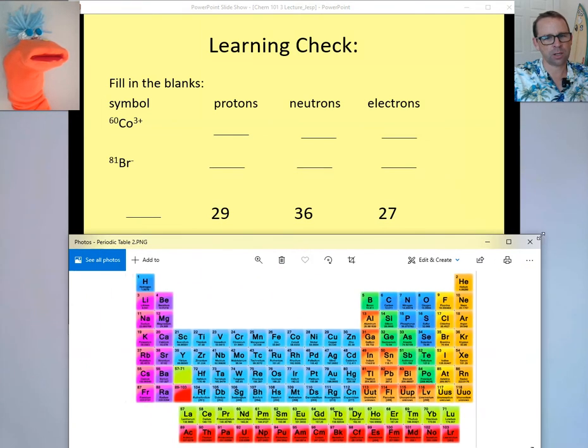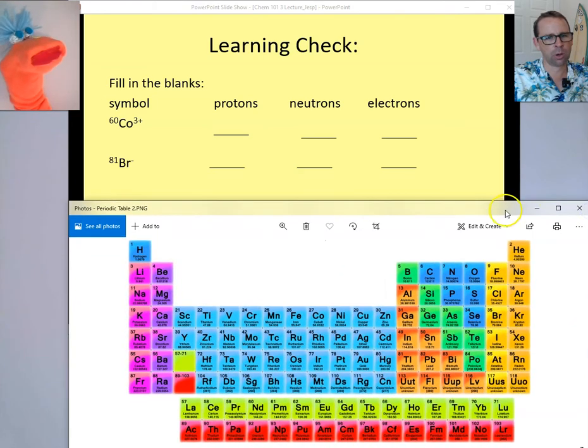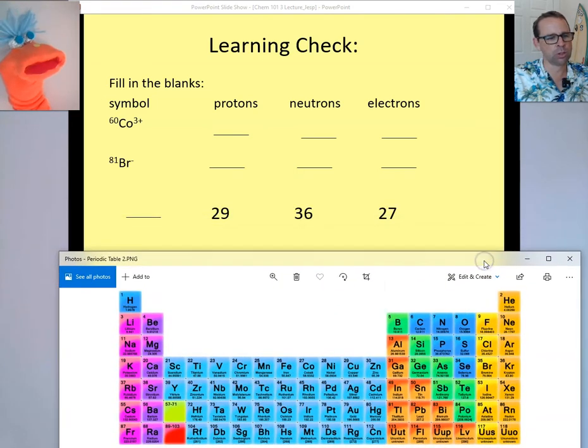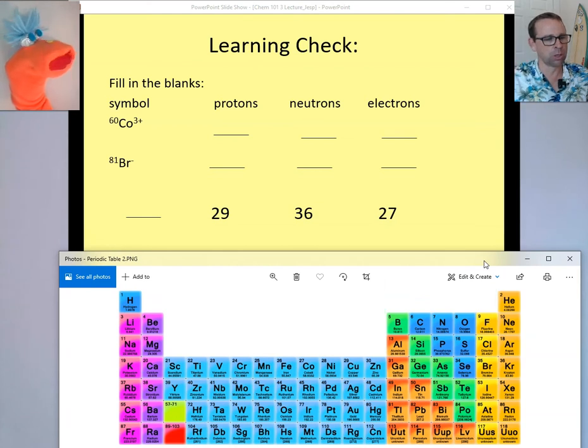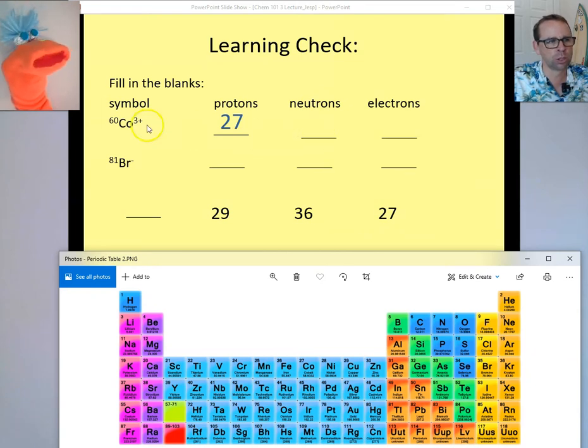So, everybody at home, go identify the number of protons, neutrons, and electrons, and then come back and see if we get them right together. All right, Fred, what did you find? For cobalt, I see cobalt is number 27, so there's 27 protons. Good. And neutrons? Let's see, it's 33 because 60 minus the 27 is the neutrons. 60 is the sum of the protons and the neutrons. Very good. How about electrons?